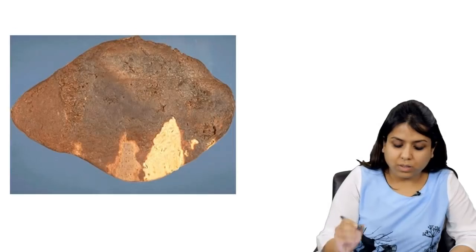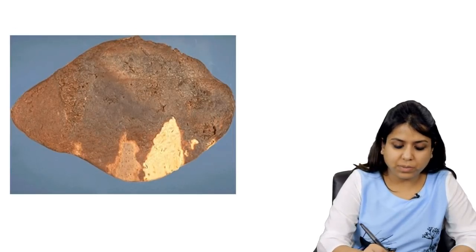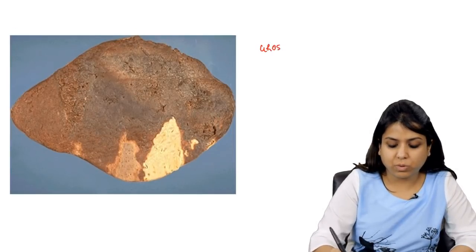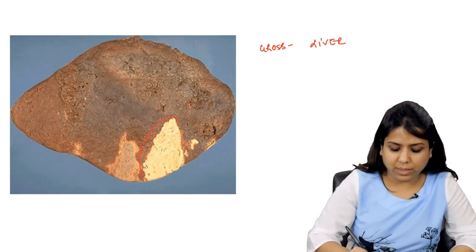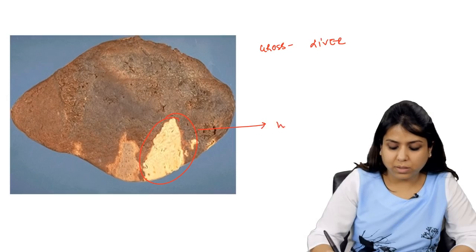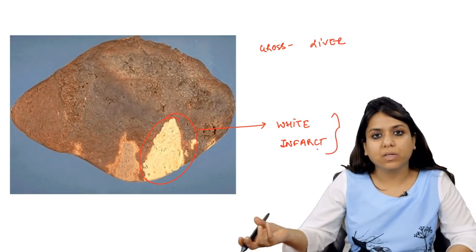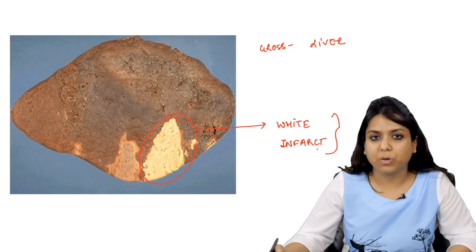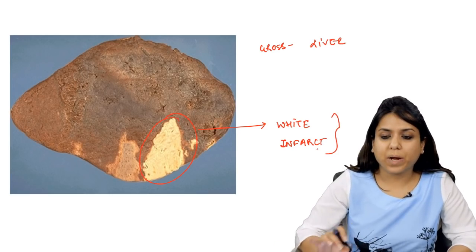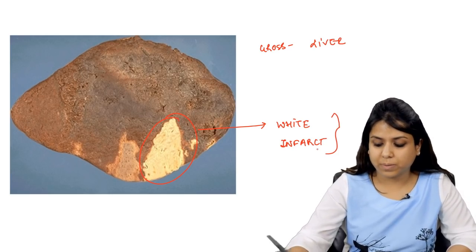Clear? Now let us see a few images from general pathology, students. This image is a gross specimen of a liver, and in this gross liver I can see this area. This is a white infarct. What is an infarct? An infarct is an area of ischemic or coagulative necrosis. This is a white infarct or coagulative necrosis.